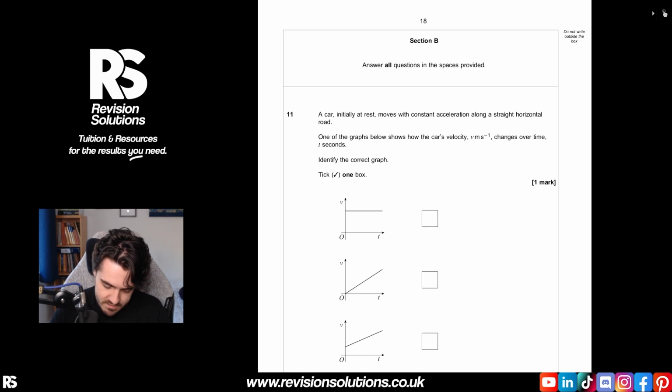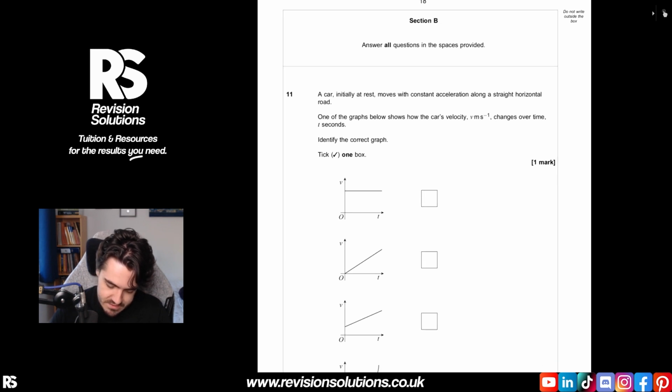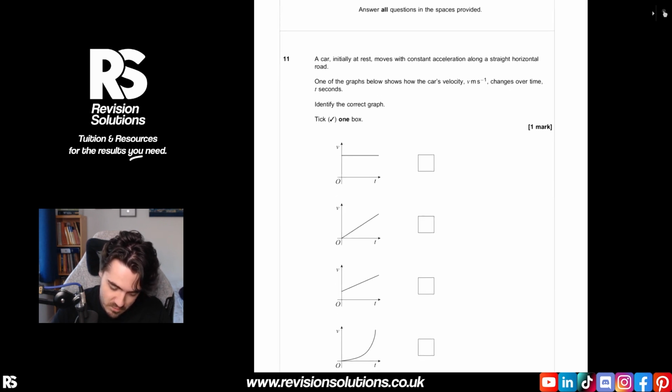Next is question 11, and it says a car is initially at rest and moves with constant acceleration along a straight horizontal road. One of the graphs below shows how the car's velocity changes over time with t seconds, and we need to identify the correct graph. So there's two pieces of information actually given. So first piece is that it's initially at rest, and then the second piece is it's moving at constant acceleration.